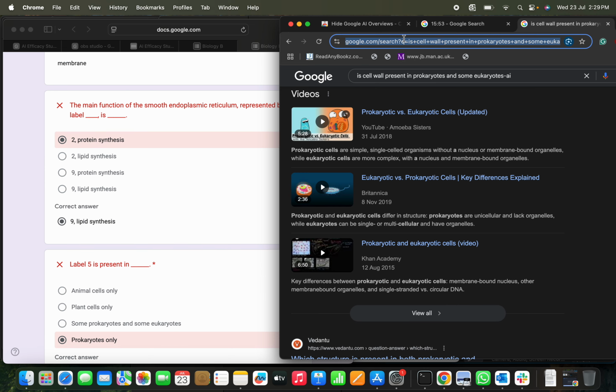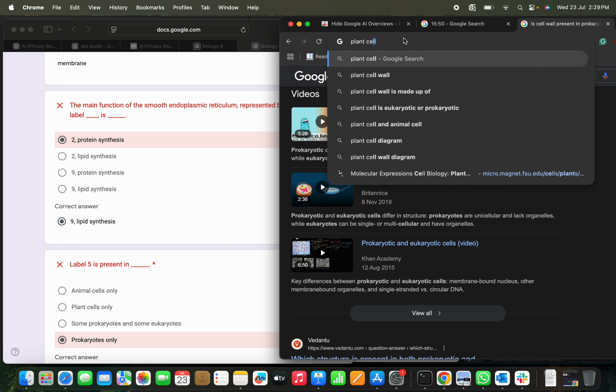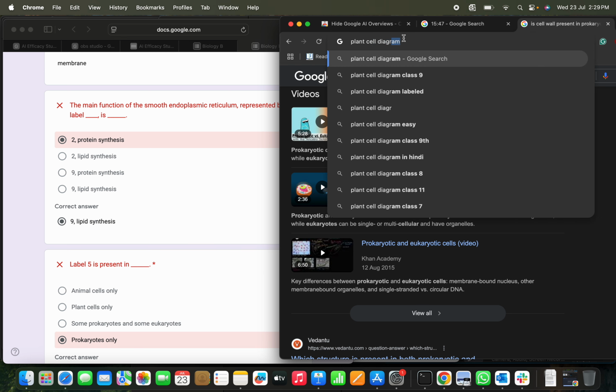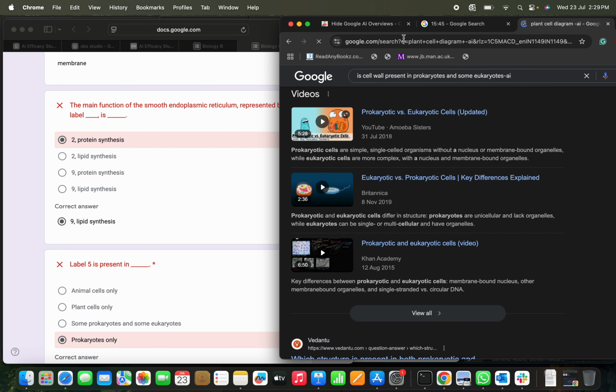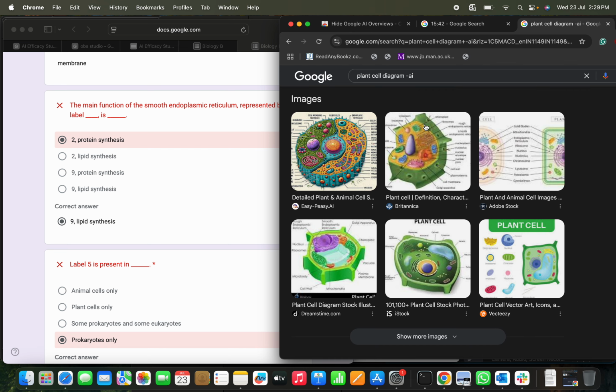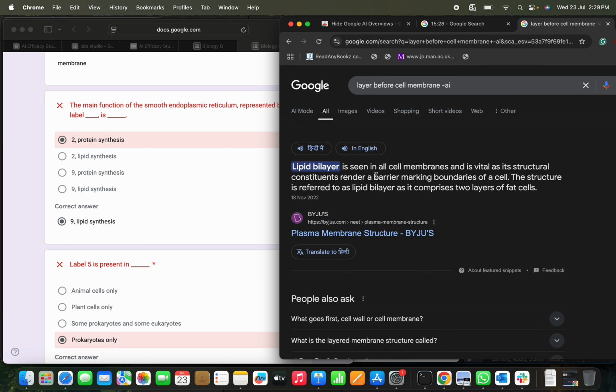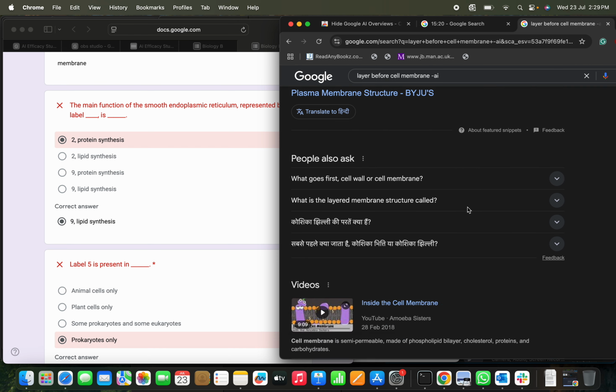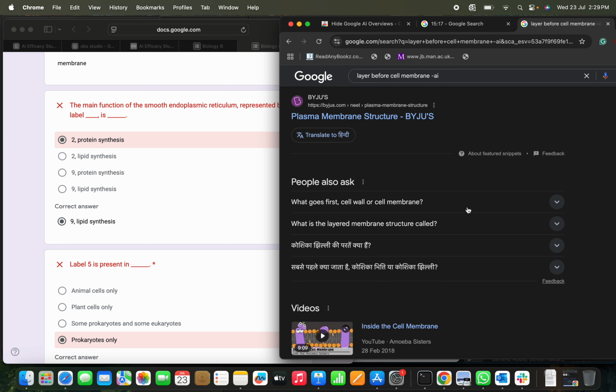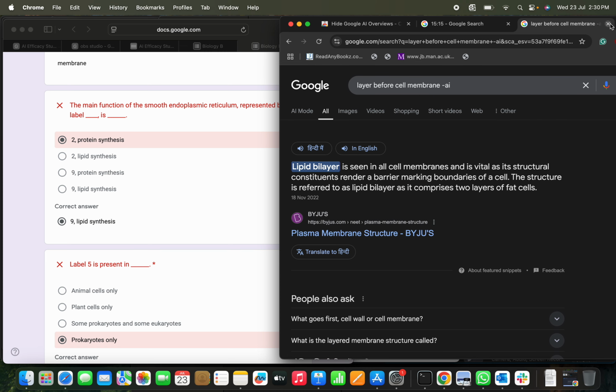Let's look for the cell diagram, just to have an idea what this is, so that I can ask the right question. Okay, as seen, the cell membrane is vital. Let's write this. No, but I asked it not to give me some AI answer. Still, it gave me. So I'm just taking that and opening a new tab here.